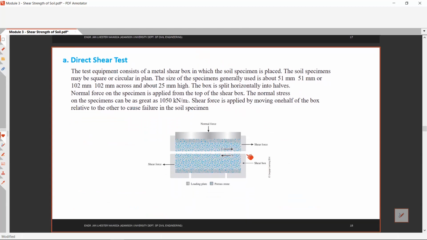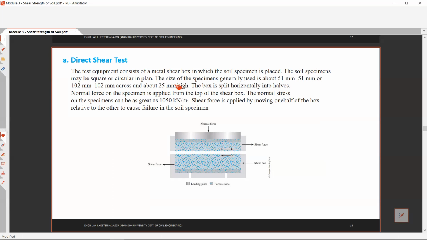Okay? Yung test equipment consists of a metal box or metal shear box. Ito, nakikita nyo na to. Then, in which a soil specimen is placed. The soil specimen may be square or circular in plan. The size of the specimen generally used is about 51 mm or 102 mm. Okay, so 51 by 51 mm or 102 by 102 mm across and about 25 mm high.